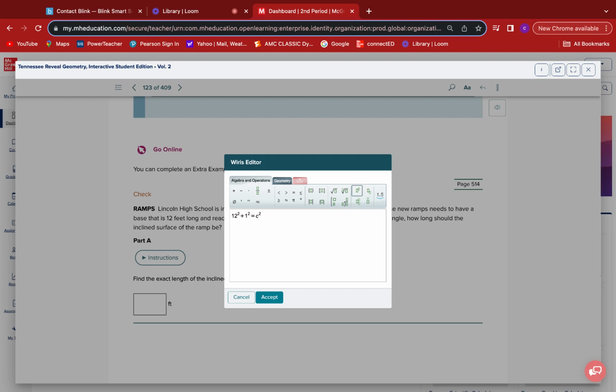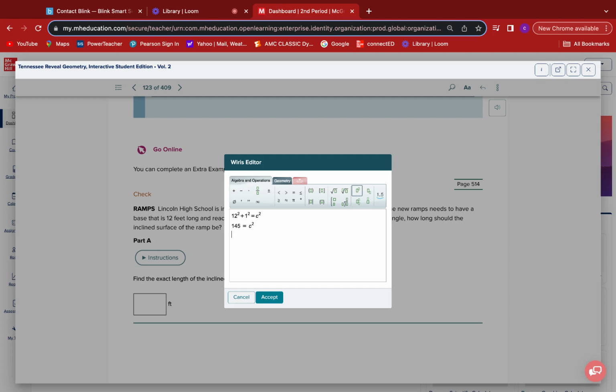Plus 1 squared. Of course, it's just 1. That gives me 145 equals c squared. The opposite of squaring is to square root, so I square root 145. And I'm sitting here racking my brain.